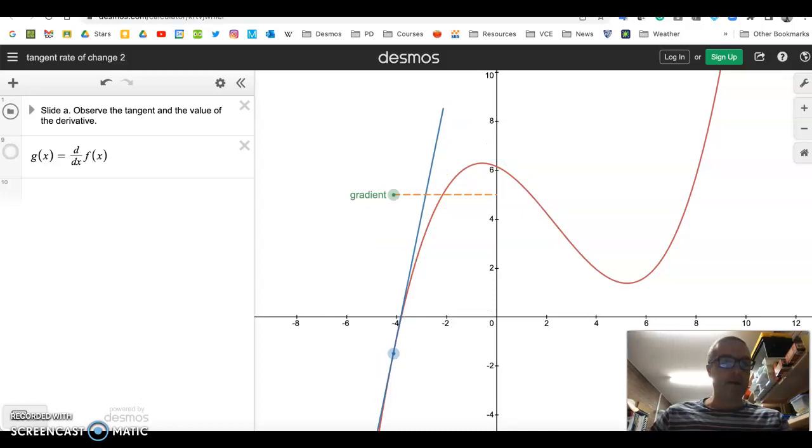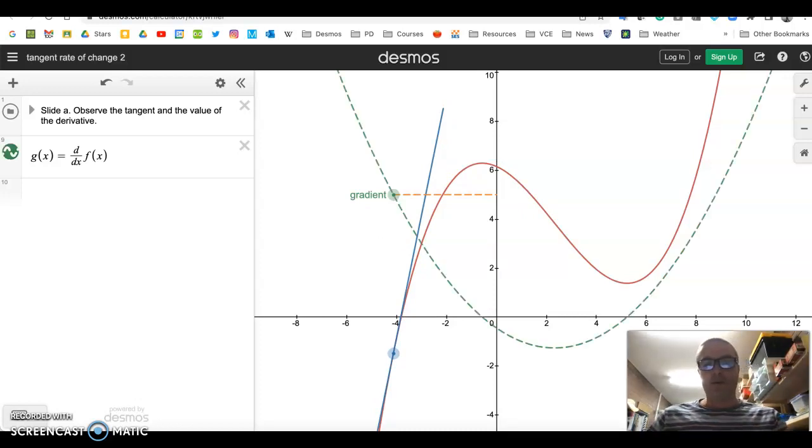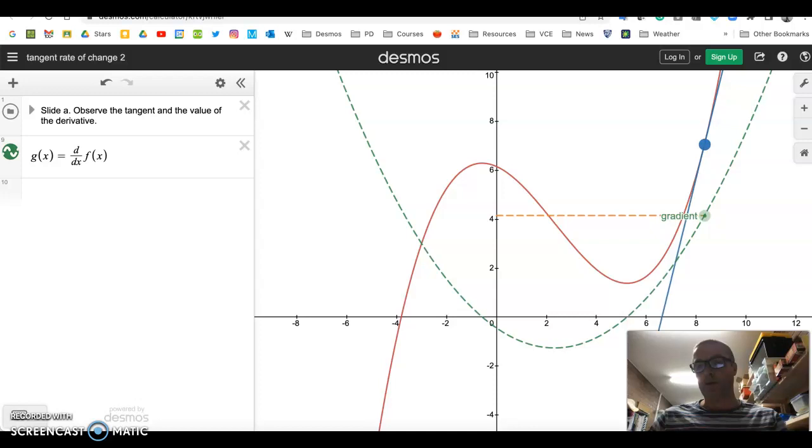I'm going to click on the derivative of f of x, the derivative of the red curve, and we can see that in fact the gradient is actually following a parabola, which is the derivative of the cubic equation, the cubic graph.